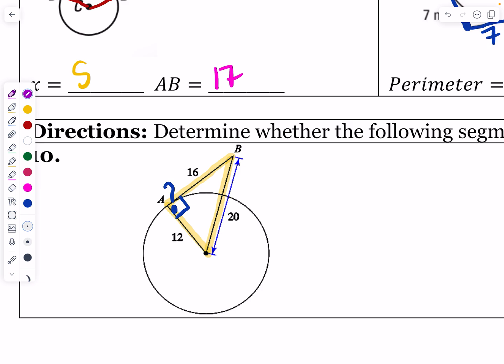And so we're going to see if a squared plus b squared is in fact equal to c squared, then it is a right triangle, and then that line would be tangent. If a squared plus b squared is greater than or less than c squared, then it's not going to be a tangent line. So what is my hypotenuse?